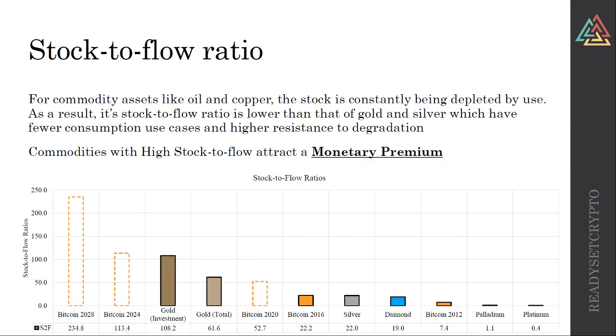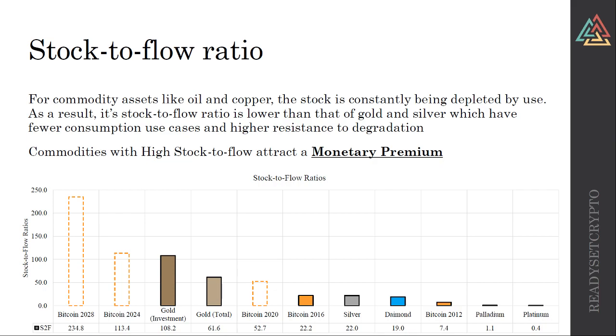This is mapping out a couple of different commodity assets, and this is what I was talking about before, where those assets that are used on a frequent basis, copper and oil and things like that, tend to all sit with a stock to flow less than 1. Once you move into the realm of precious metals, you start seeing stock to flow ratios greater than 1. And those materials, particularly monetary metals, with a very high stock to flow ratio, have historically attracted a monetary premium.